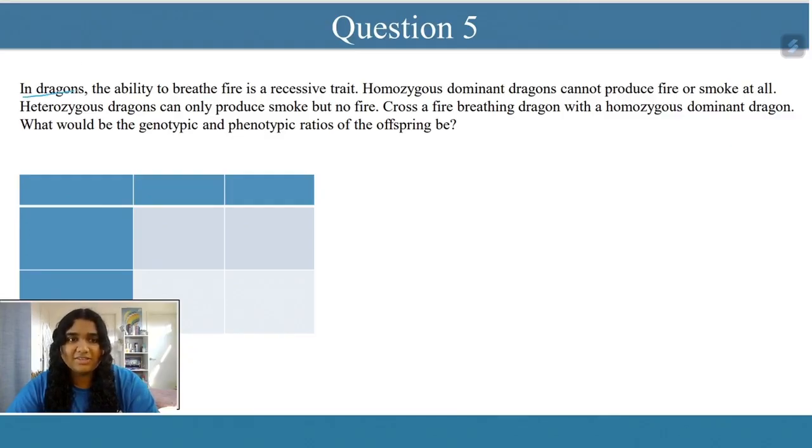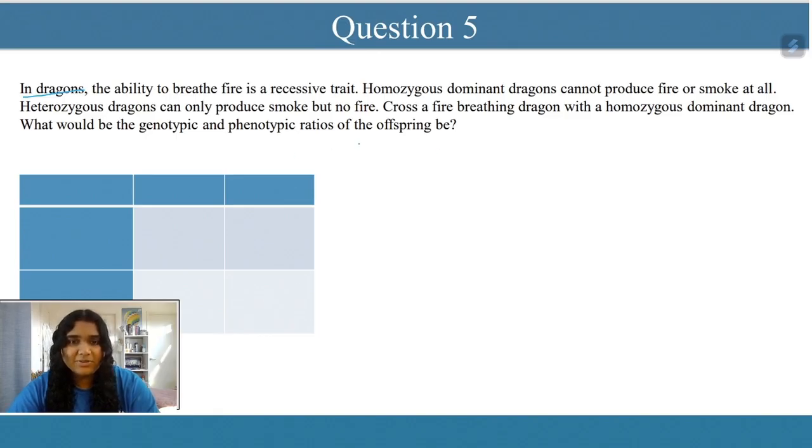Alrighty, question number 5. In dragons, the ability to breathe fire is a recessive trait. Homozygous dominant dragons cannot produce fire or smoke at all. Heterozygous dragons can only produce smoke but no fire. Cross a fire-breathing dragon with a homozygous dominant dragon. What would the genotype and the phenotype ratios for this offspring be?